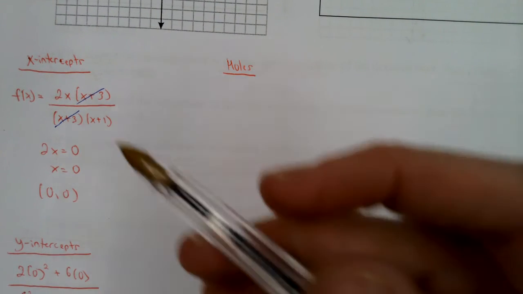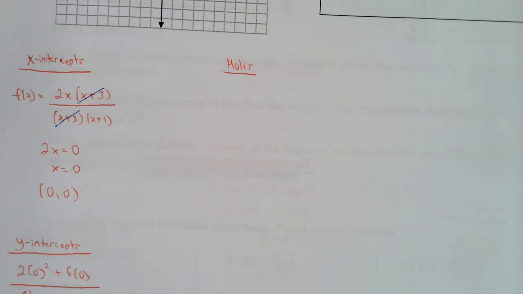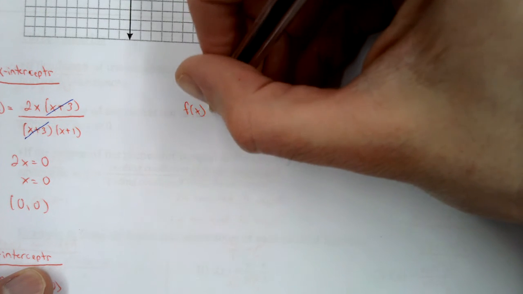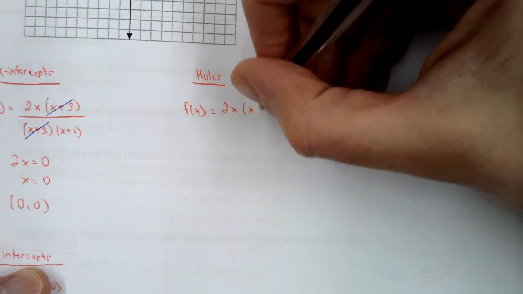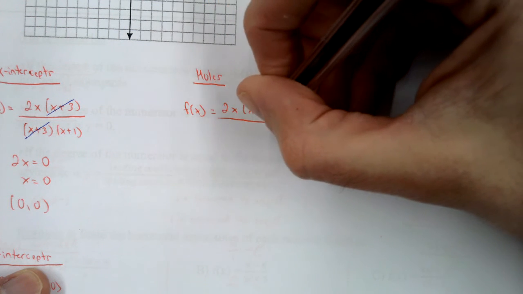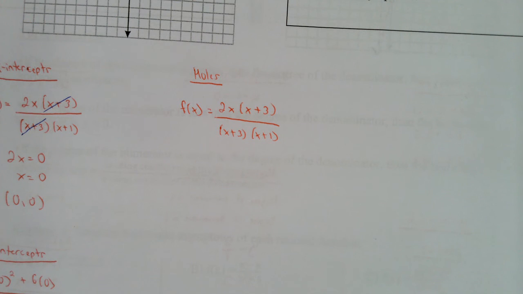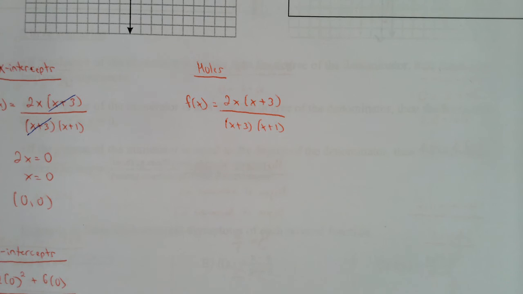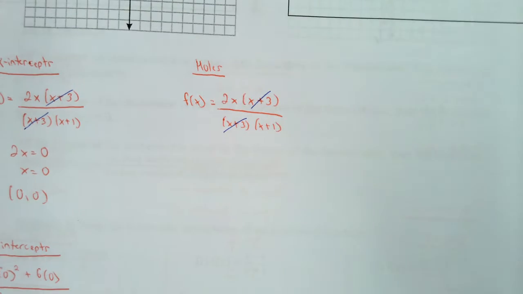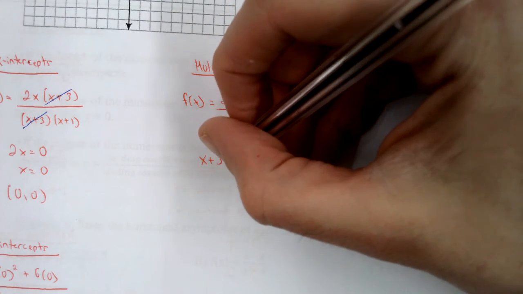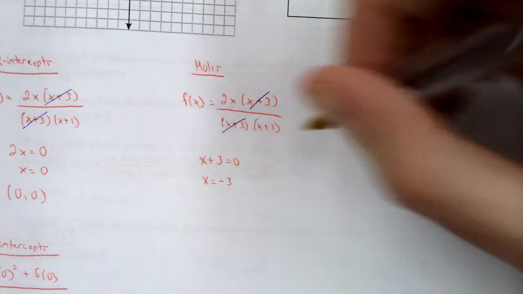You take the common factor that you divided out and you set it equal to 0. So way back, the common factor that we divided out was x plus 3. I'm just going to recopy that, just to help us see it better. So we divide out the common factor of x plus 3. And now what we do is we set that equal to 0. So we do x plus 3 equals 0. That'll give you x equals negative 3.